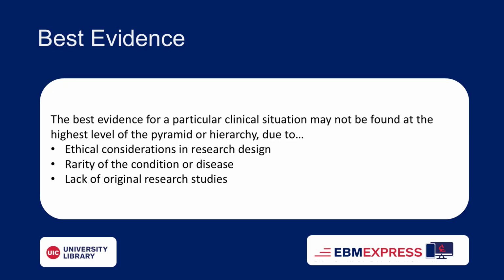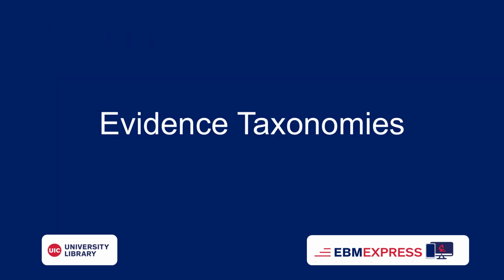This section has explored different evidence taxonomies representing the relationship between types of literature in terms of evidence, as well as the importance of recognizing which evidence taxonomy is being referenced within a specific resource or practice guideline. Additionally, this section has highlighted that the best evidence for a particular clinical situation may not be what is considered the highest level of evidence in a hierarchy.